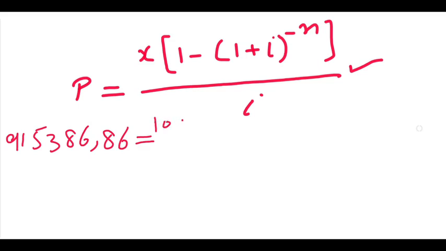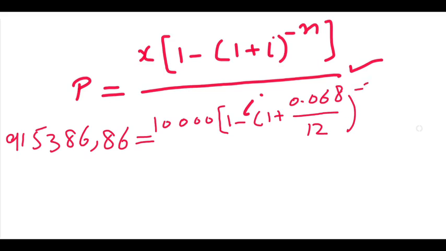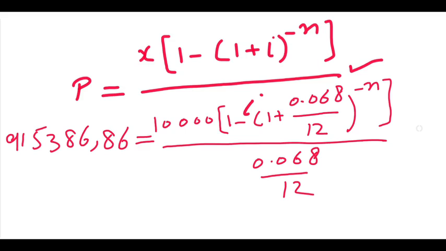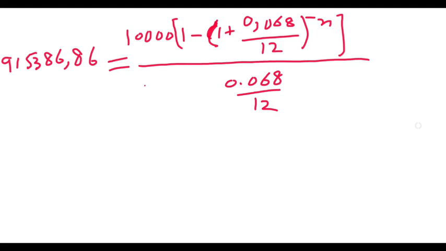The 10,000 he is paying every month, that's my x. 1 from the formula minus 1 plus 6.8%, which means 0.068, and compounded monthly, so divide by 12, the power is negative n, big bracket close, over i, which is 0.068 over 12. Now I'm going to further simplify to find n. Now we cross multiply, we need to solve for n here. That is the subject of the formula.